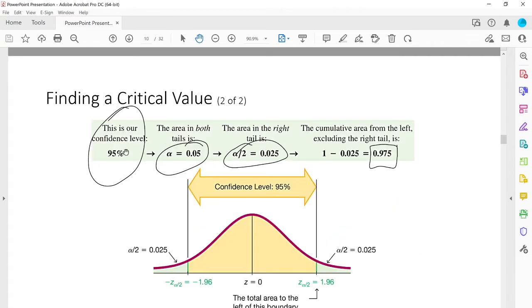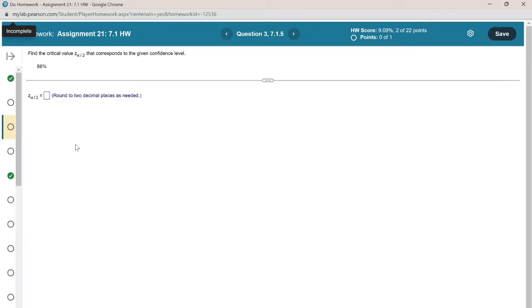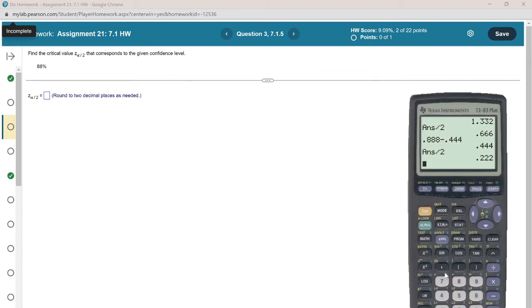So based on the confidence level, you can find alpha, which is the opposite of the confidence level, and based on that alpha we can find alpha over 2, and then we can find the Z alpha over 2. Okay, so how do you do that? In this problem, the confidence level is 88%, so alpha is 1 minus 0.88. That is alpha, and alpha divided by 2 is alpha over 2, which is 6%.